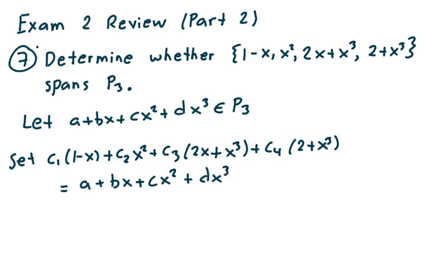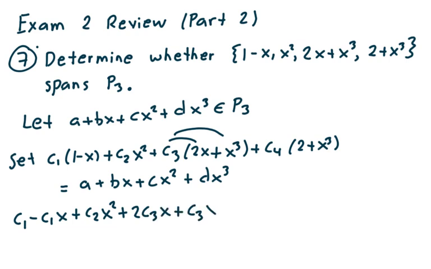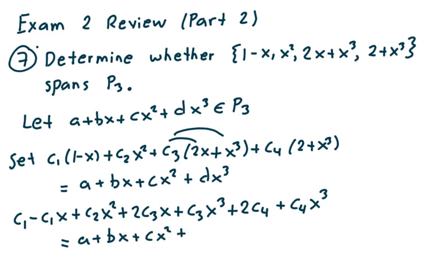Okay, from here we can say c1 minus c1x plus c2x squared plus, if I distribute, I get 2c3x plus c3x cubed plus 2c4 plus c4x cubed. That whole entire thing is going to equal a plus bx plus cx squared plus dx cubed.